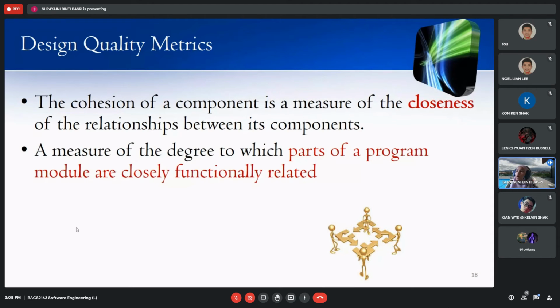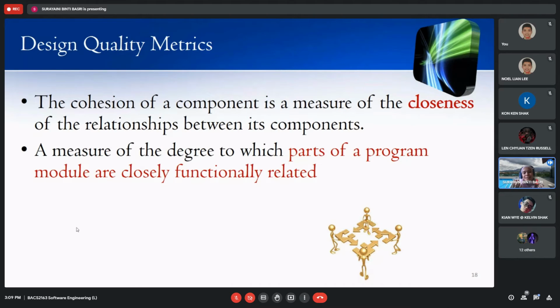Okay, so the cohesion is the component. The cohesion of a component is the measure of the closeness of the relationship between its components. So a cohesion is a measure of the degree to which parts of the program module are closely functionally related.